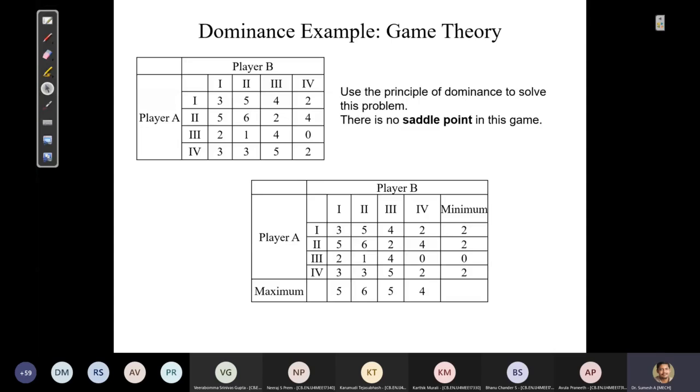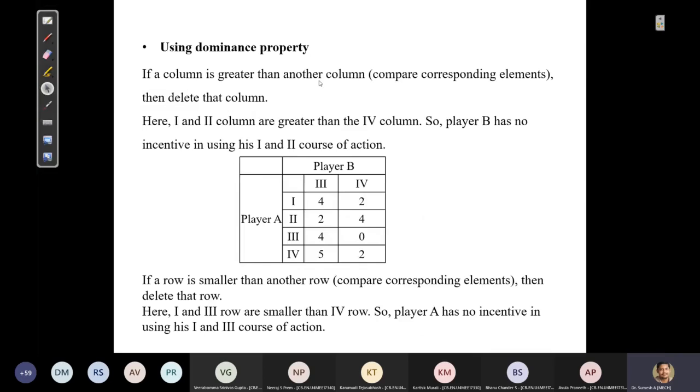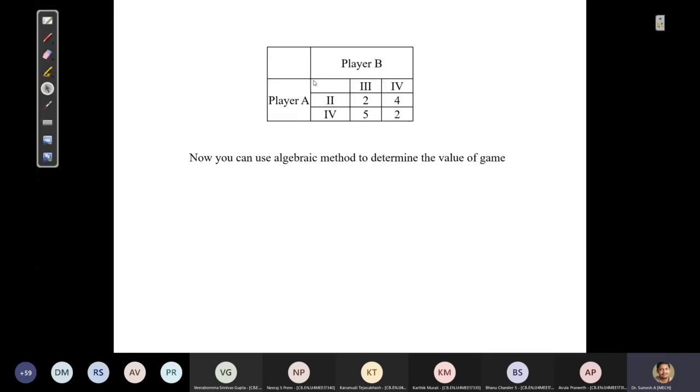Some more problems are given over here using the dominance property and dominance theory. Is that part clear?